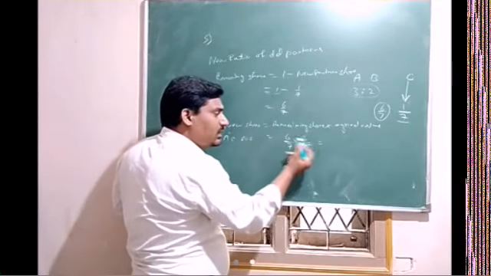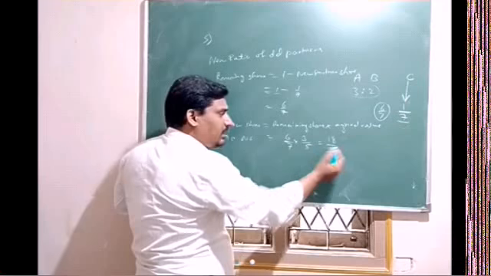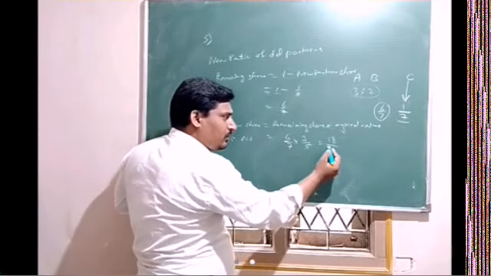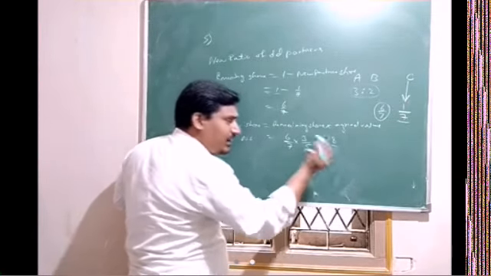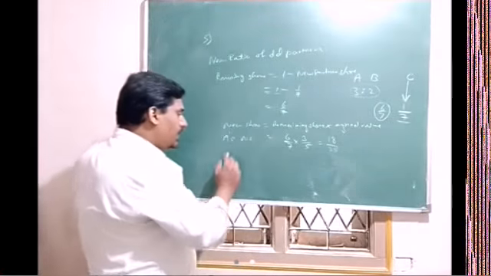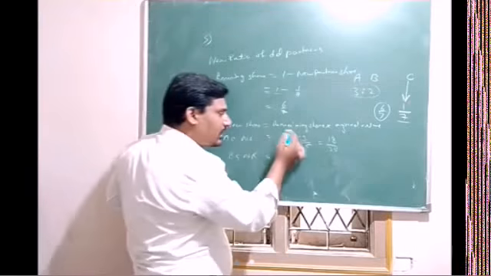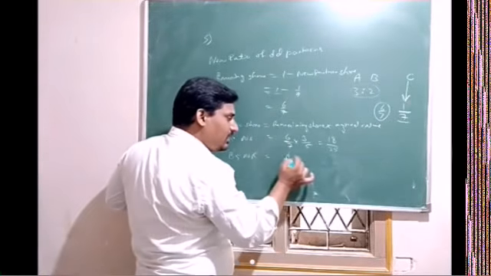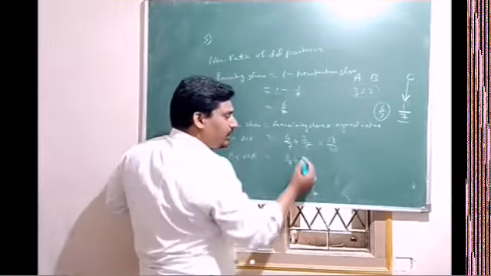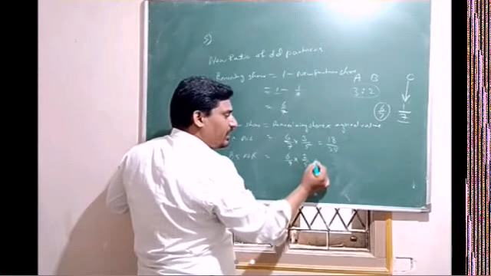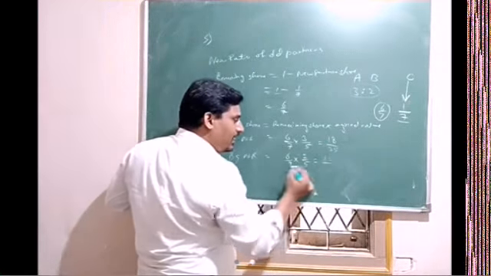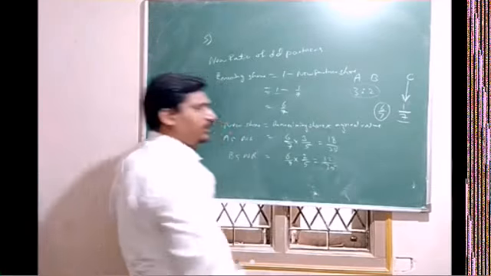So 6 into 3, 18. Then 7 into 5, 35. So 18 divided by 35. Then B's new share. B's new share is equal to remaining share 6 by 7 into B's old share 2 by 5. That is equal to 12 divided by 35.